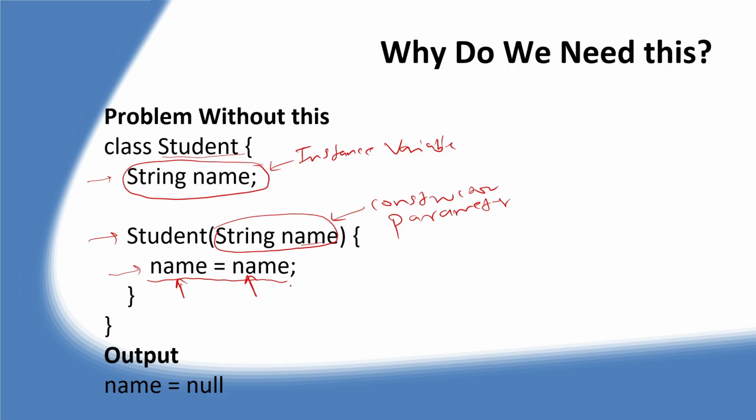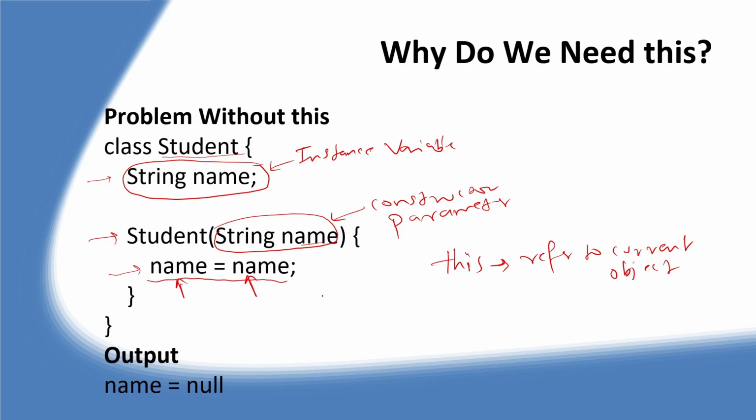So what is the solution? How will we overcome this problem? First understand what this is. As we just saw, this will refer to the current object. Why? Because this is a reference variable, and it will refer to the current object.